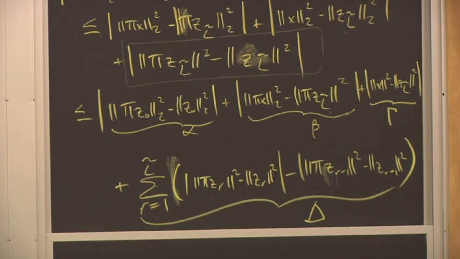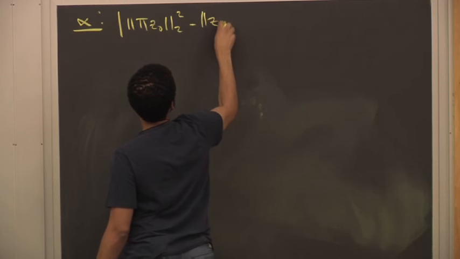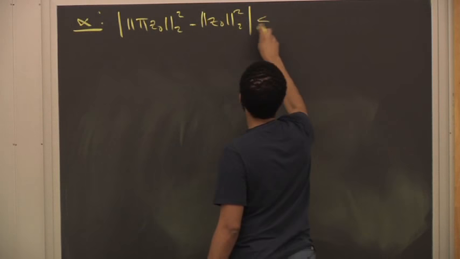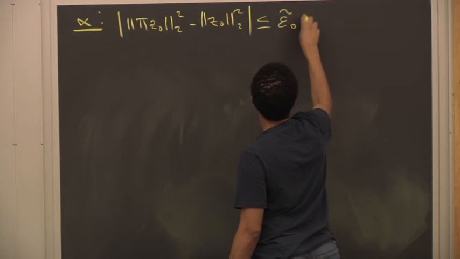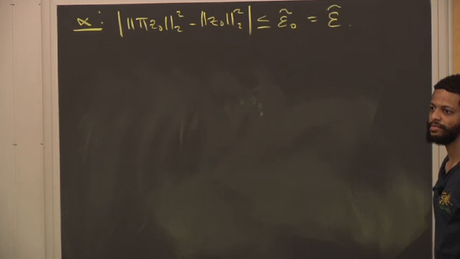Yeah, alpha is immediate, right? It follows from item two in the lemma. We preserve everything up to error epsilon tilde r. So it means we preserve z0 up to epsilon tilde 0. But by definition, epsilon tilde 0 is the same thing as epsilon tilde, right? So for alpha, what we have is pi z0 L2 norm squared minus z0 L2 norm squared is at most epsilon tilde 0, but that's just epsilon tilde. Okay, so that's immediate.